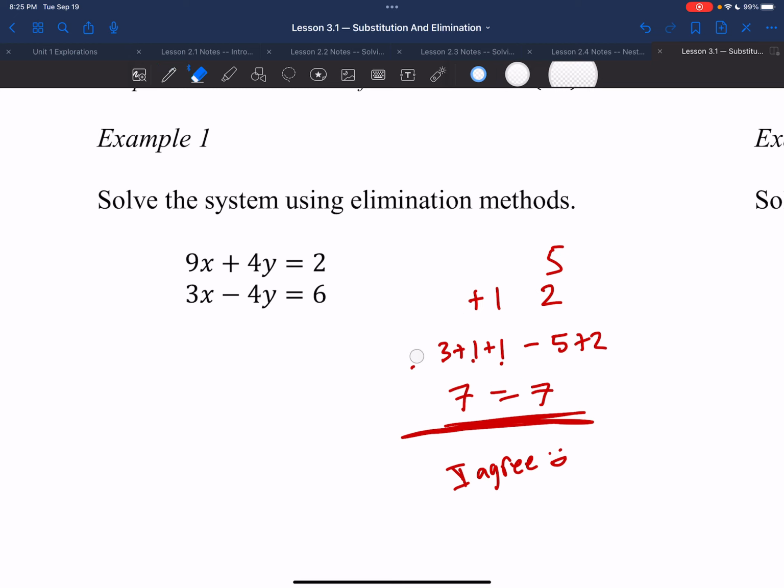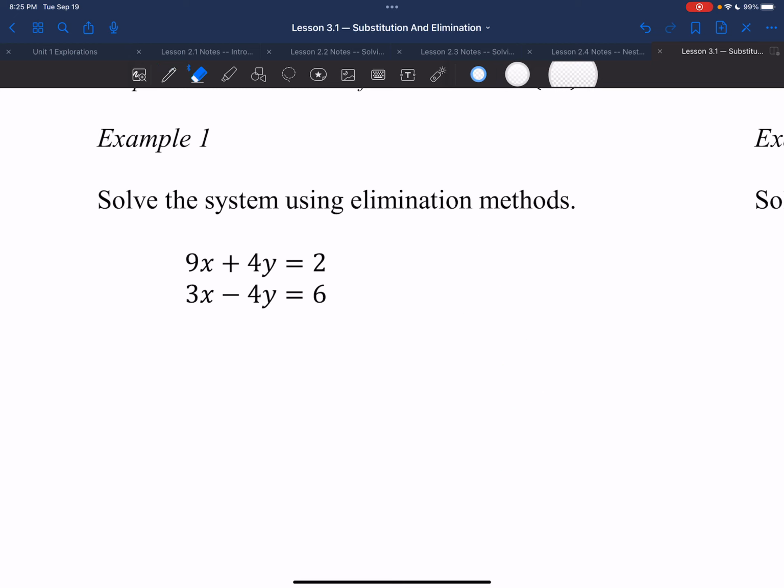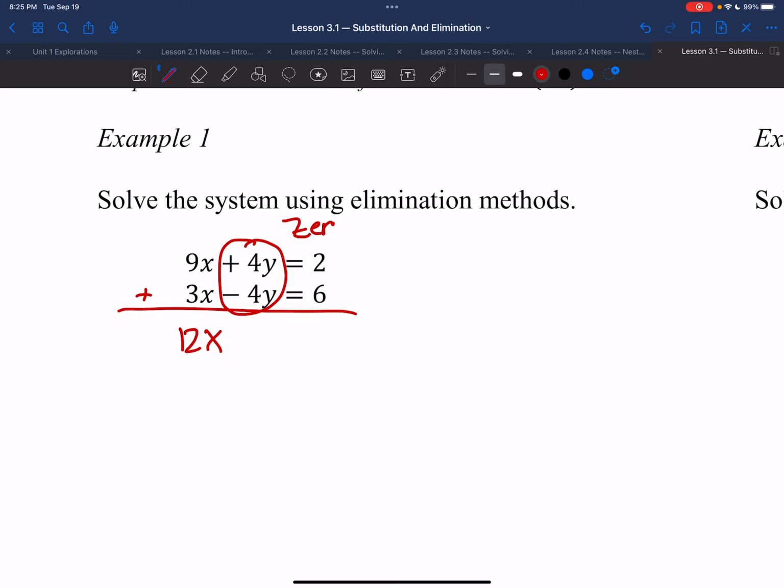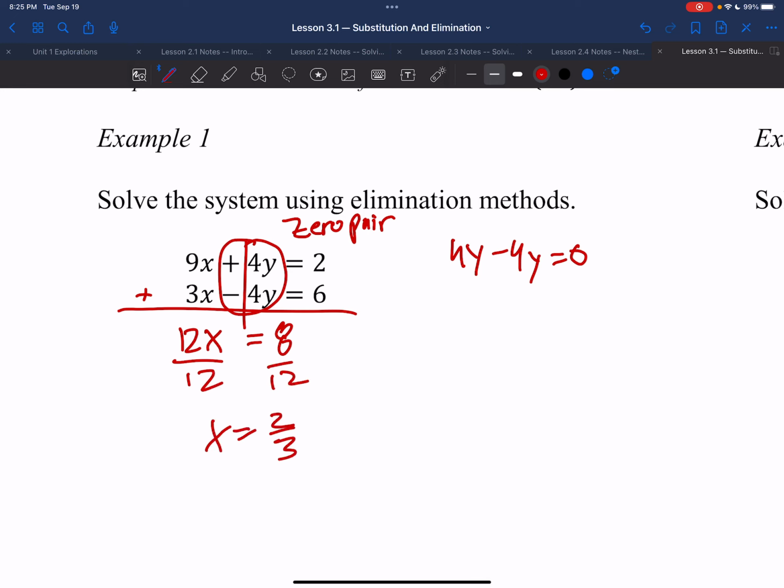Now, if you agree that you can do that, then you agree I can take these two equations and add them. And I'll notice that 9x plus 3x is 12x. And I'll notice that 4y and negative 4y create what's called a zero pair, meaning they're additive inverses, right? 4y minus 4y is 0. They are gone. And then on the right side, 2 plus 6 is 8. Oh my gosh! Divide both sides by 12, x equals 2/3.